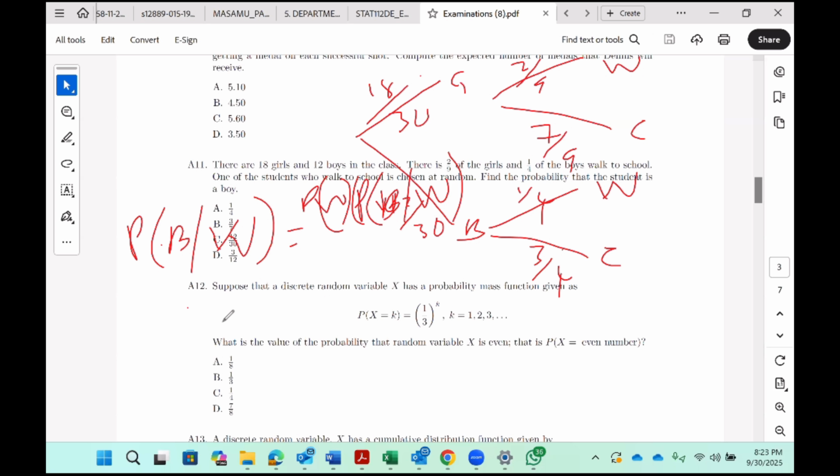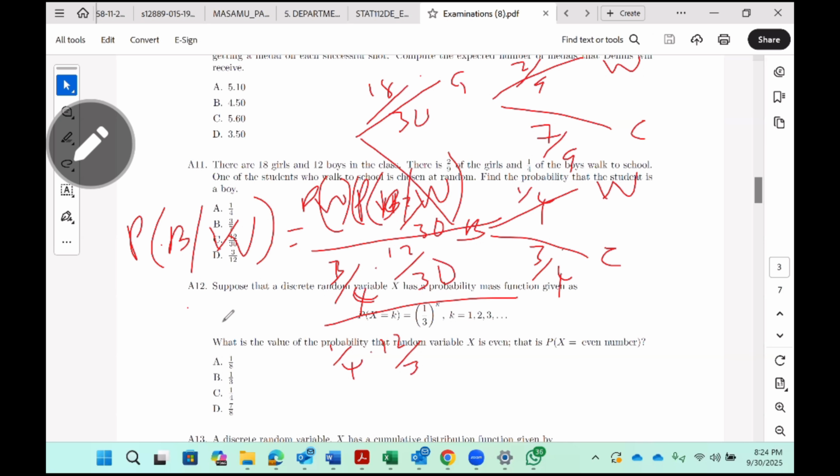The sum of that by total probability. So for your numerator, I have 1 over 4 times 12 over 30 divided by 1 over 4 times 12 over 30 plus 18 over 30 times 2 over 9. That would be the probability that it's a boy, given that he walked to school.